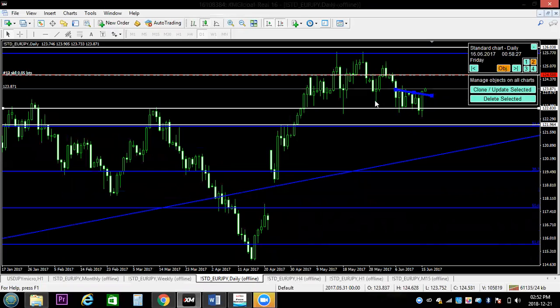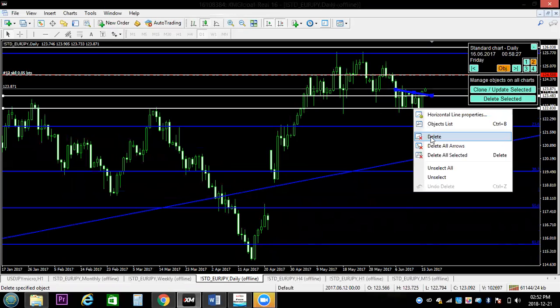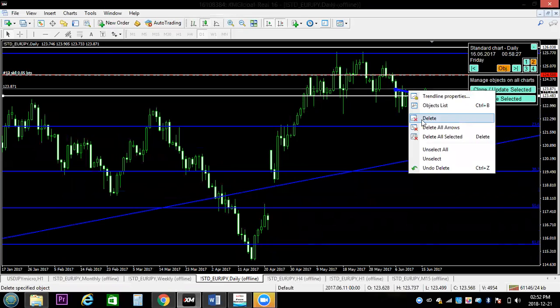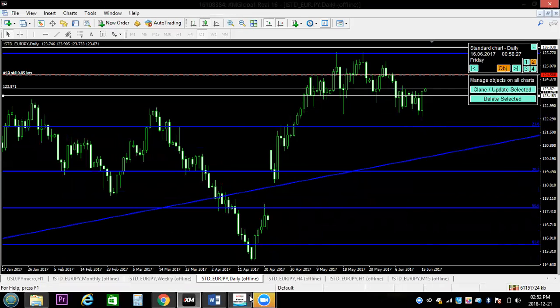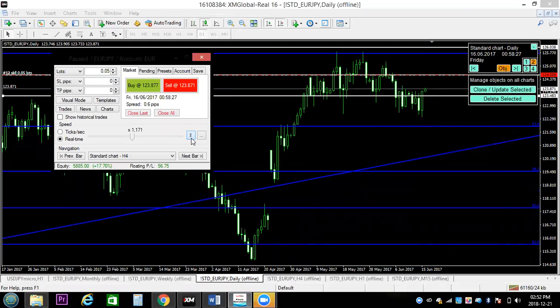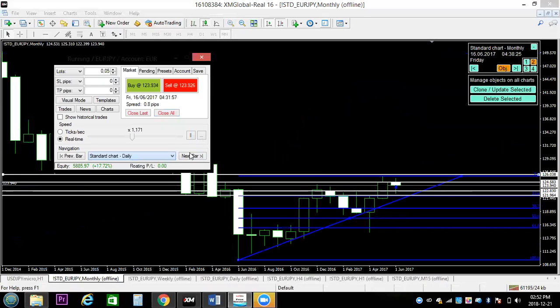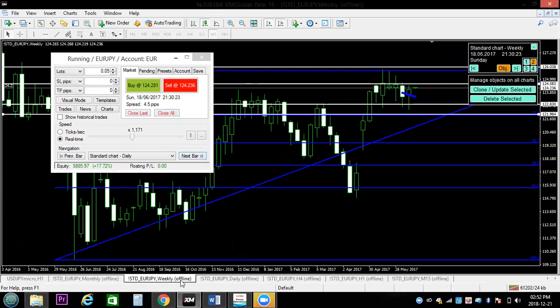Oh, and there we go. You can see straight away because it closed above this zone over here. Delete, delete. All right, so I'm just going to close all these positions over here. And yeah, there we go. Okay, it's Friday. Let's see if we can jump into Monday and find another trade.